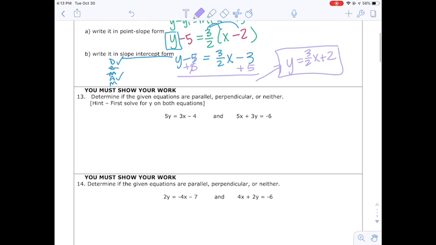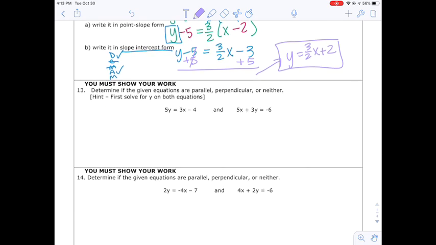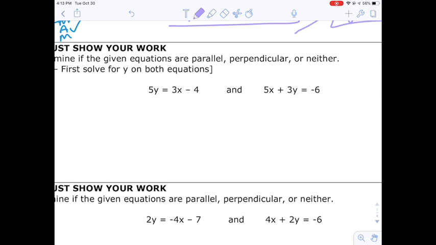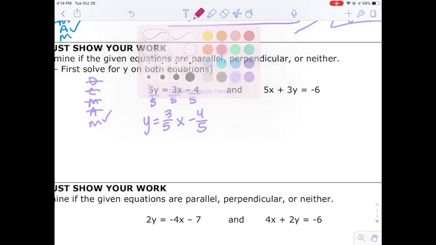Problem 13 asks us to determine if the equations are parallel, perpendicular, or neither. And it does remind us to solve both of these for y. So first, I'm going to solve the one on the left for y. In order to get y by itself, I need to divide both sides, or every piece, by 5. So I have 3/5 x and 4/5 that follows.